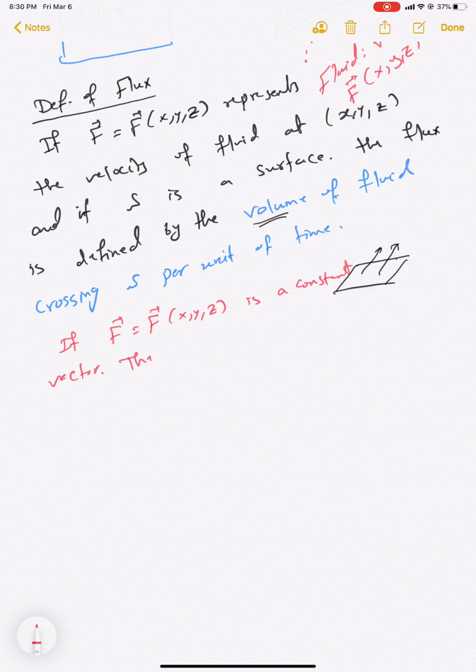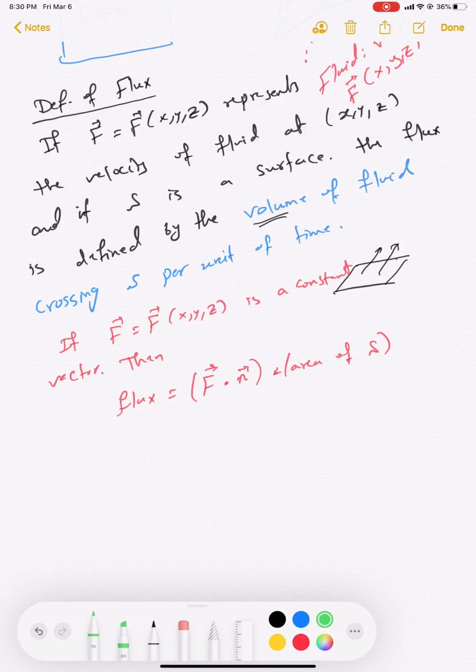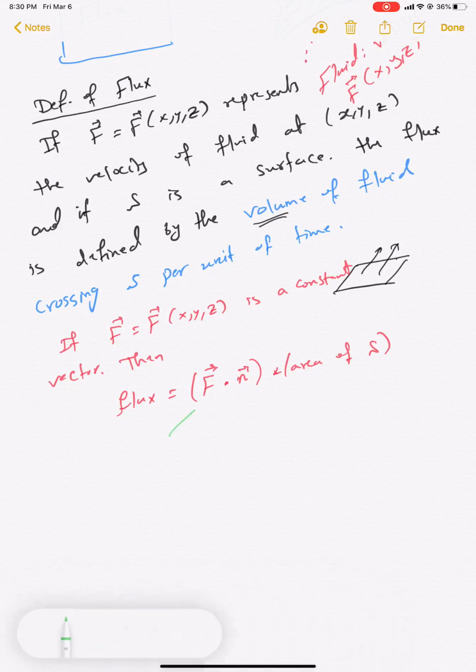What is the flux? Then the flux is you take F and you make a dot product with the normal vector. You take F with the dot product of the unit normal vector, this times the area of the surface S. Now, of course, to apply this, we recall this formula from physics. To apply this, we need F to be a constant vector. We need N to be constant.